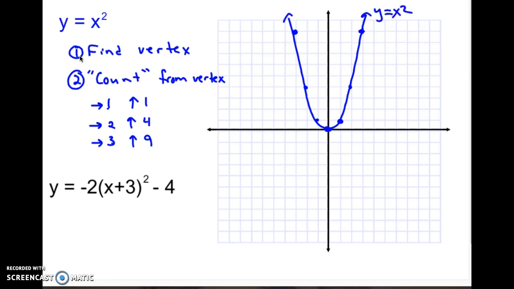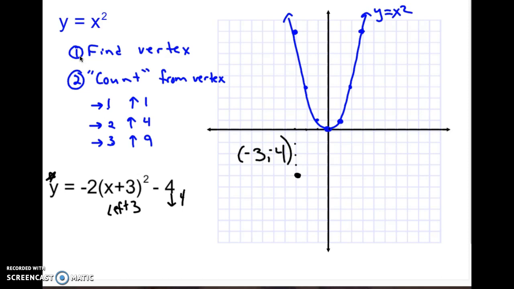And then when it came time to do our translations, we had this form, and we remember whatever's in the parenthesis with the x is backwards, so we're going to go left 3, and then on the end we're going to go down 4. So from the vertex, I'll go left 3 and down 4. That's my new vertex. So left 3, down 4.